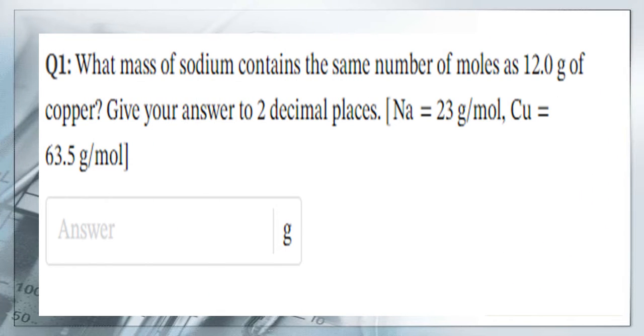Question number 1. What mass of sodium contains the same number of moles as 12 gram of copper? Okay, we want to make a comparison between two elements, sodium and copper. Give your answer to two decimal places. We have here the atomic mass of sodium, 23 gram per mole, and the atomic mass of copper, 63.5 gram per mole. Okay, we want to know the steps of each one. We will start.